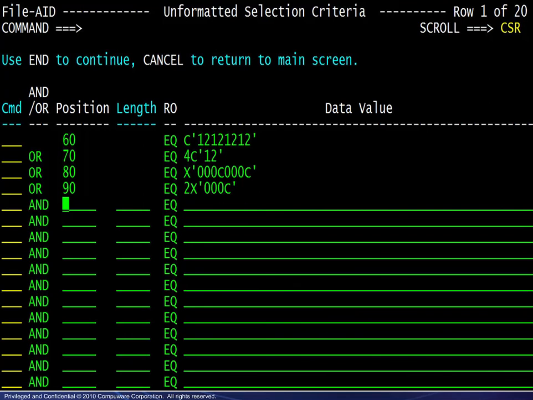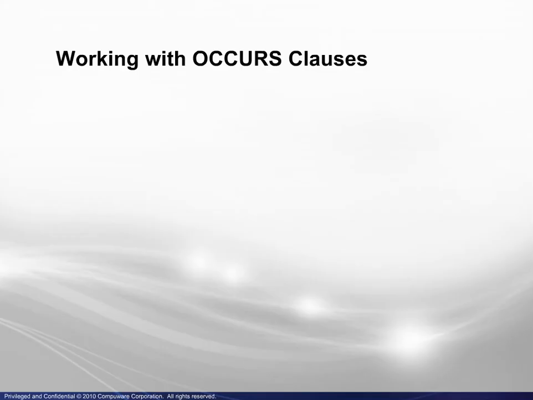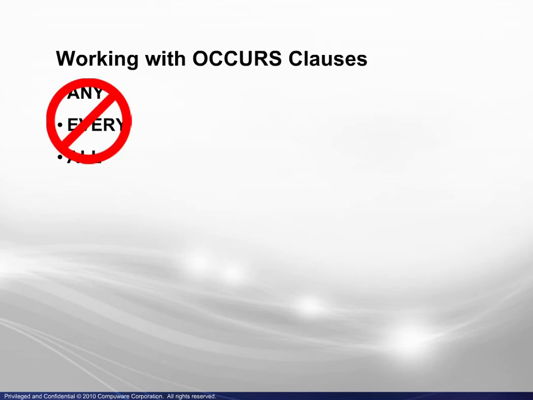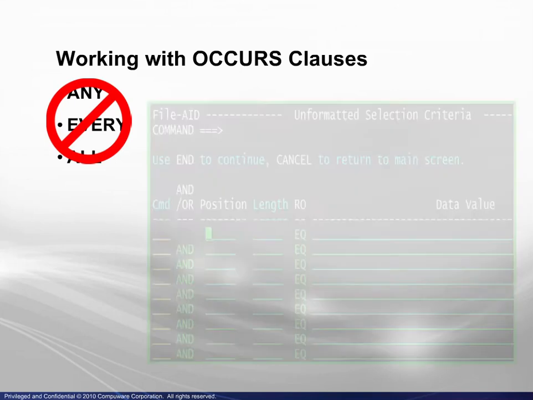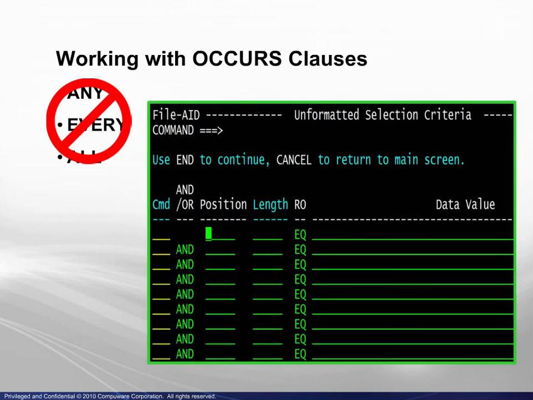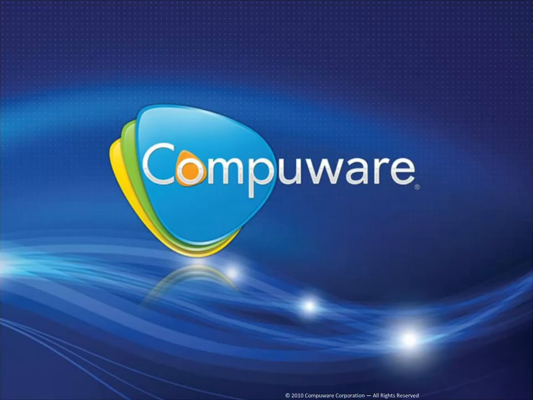When a data value consists of repeating strings, a duplication factor may be used. In the first example, the 4 adjacent occurrences of 12 may be specified as shown in the line below. A similar case is shown with a hex string. Finally, for occurs clauses, the any, every, and all keywords available in formatted mode are not available in unformatted mode. The start position is required for all subscripted variables. This concludes this module. Thank you.